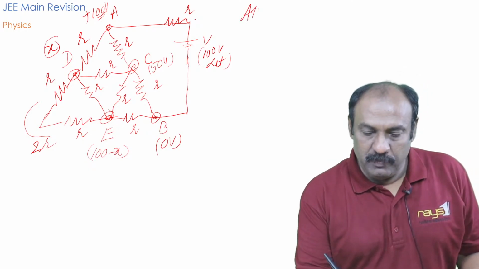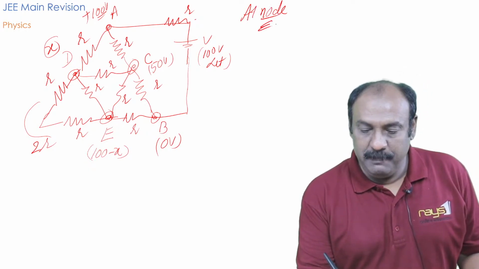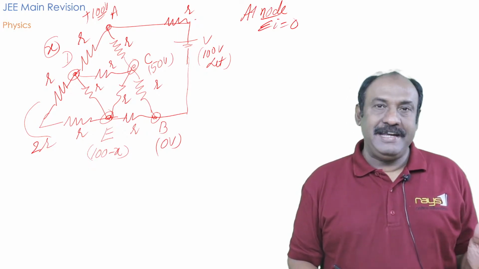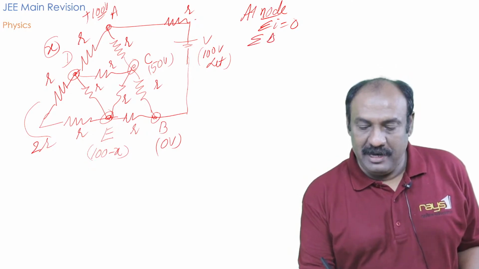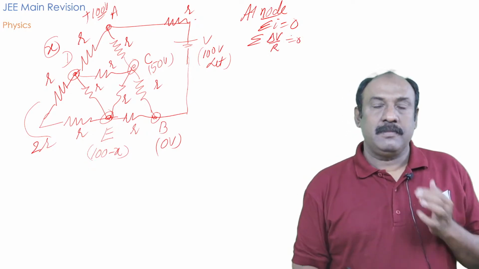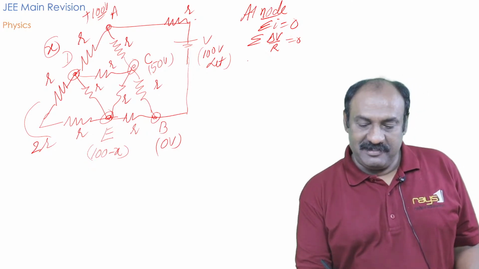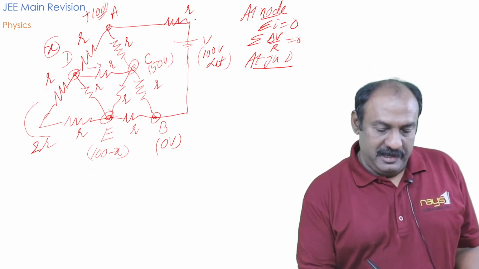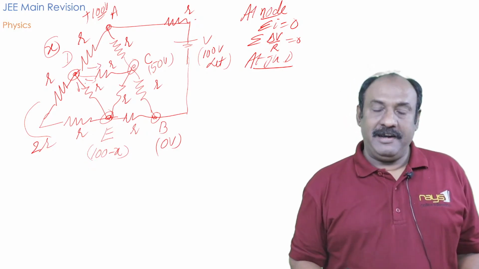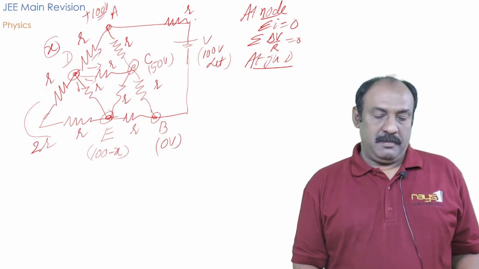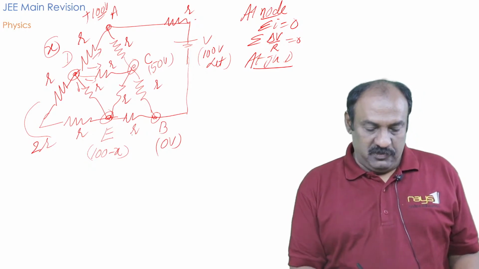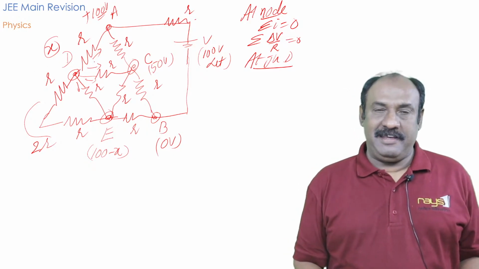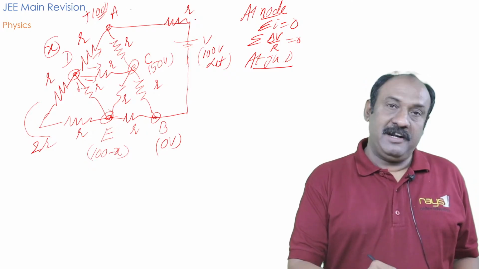At any junction, at any node, the algebraic sum of currents meeting at a junction is 0. That is, sigma of delta V by R is equal to 0. I consider junction D. At junction D, what are the currents flowing? At junction D, there are 4 connections: D to A, D to C, D to E, and D to E in the other path. So current is potential drop by resistance.